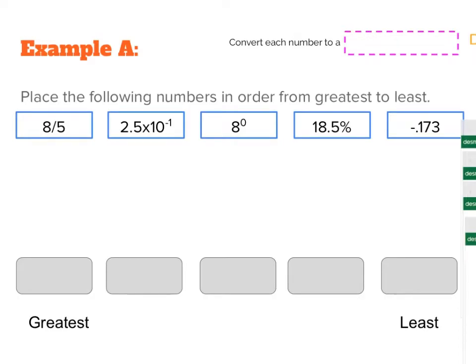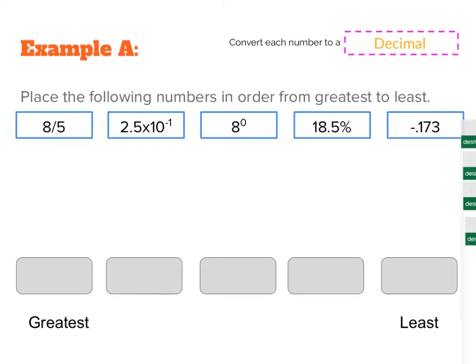So here we are at example A, and it says place the following numbers in order from greatest to least. We have a small problem here in the fact that all of our numbers are different types of numbers. We've got a fraction, scientific notation, exponents, a percent, and a regular decimal. So in order to compare these things, we're going to have them all looking the same, so we have a constant way of comparing them. The easiest thing to turn them all into is decimals. So we're going to convert each number to a decimal in order to figure this out.